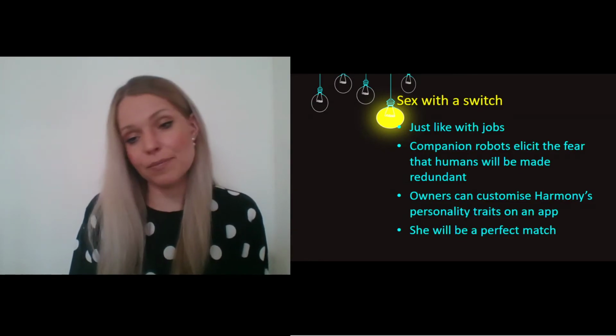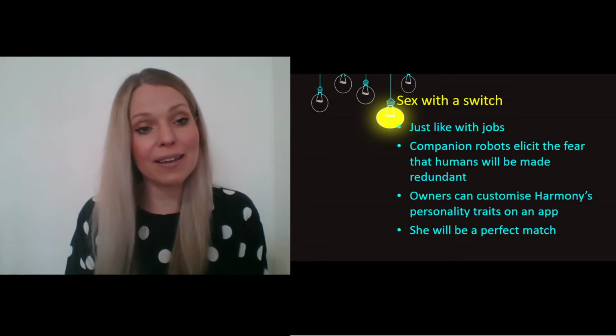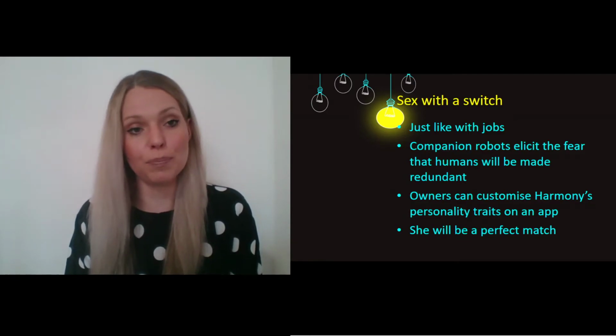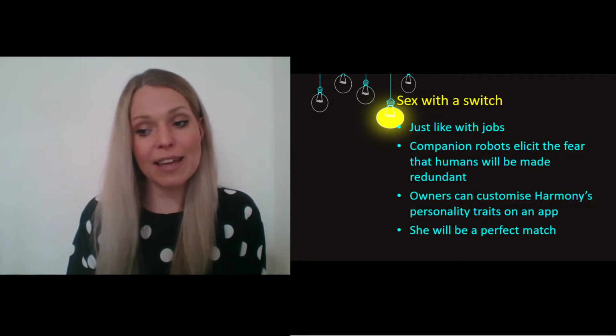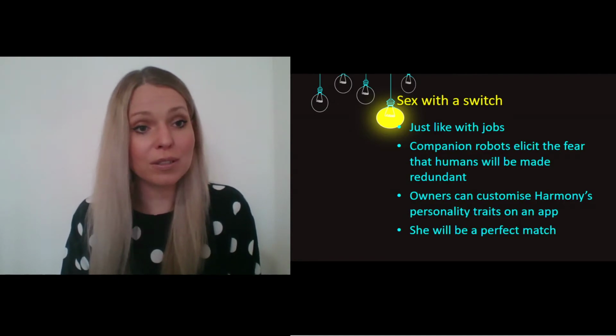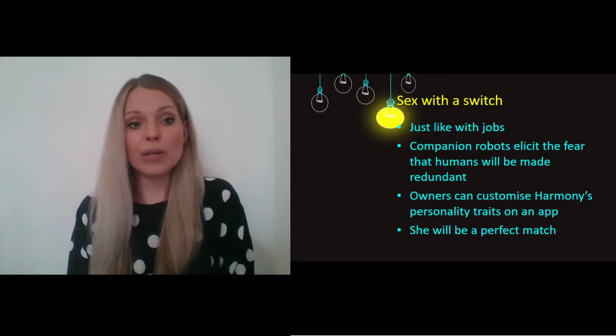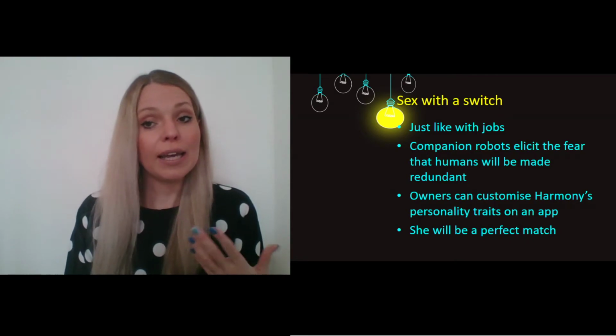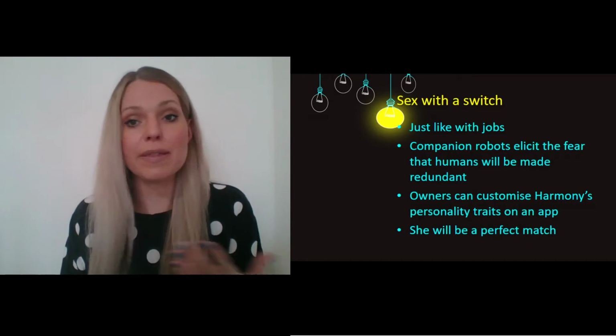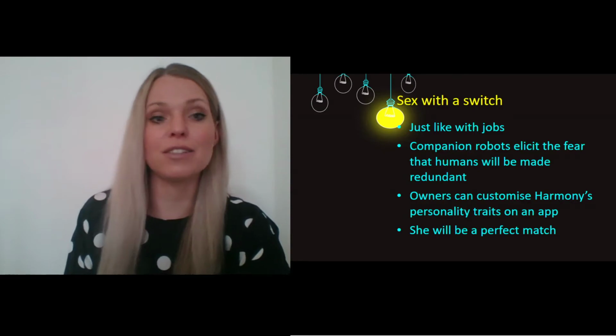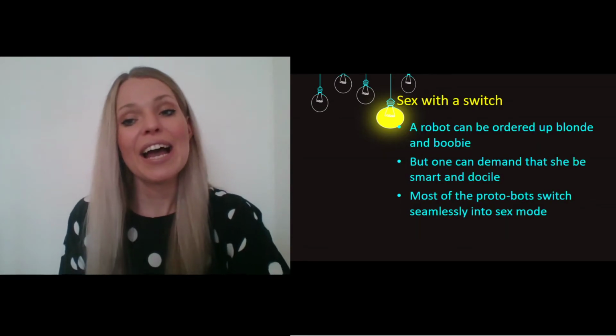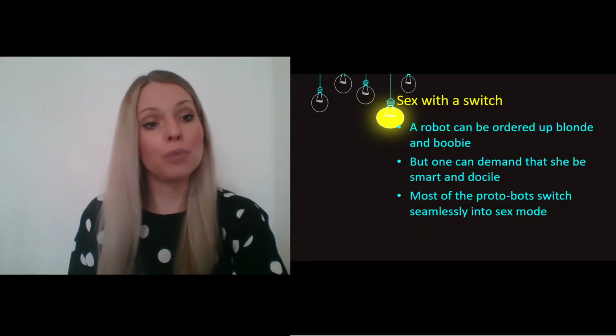In the end, people say that it might just replace human beings, and that Harmony is always going to be the perfect match because she will have the absolute same interests and things on her mind because she's programmed that way. And so a robot can be ordered blonde and booby.